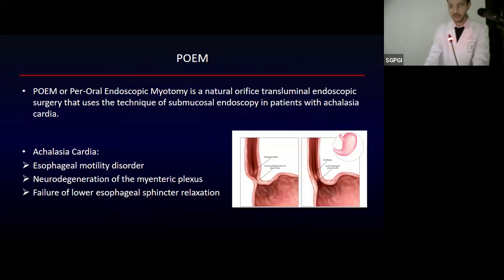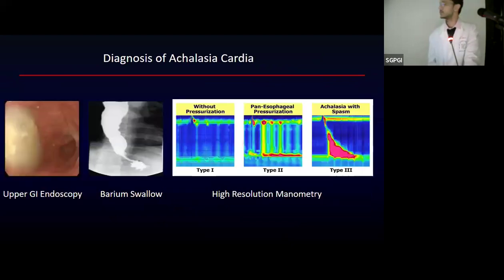Now to begin, the procedure of per oral endoscopic myotomy, which is a natural orifice transluminal endoscopic surgery, is used in patients with achalasia cardia. Achalasia cardia is a motility disorder because of the neurodegeneration of the myenteric plexus involving failure of lower esophageal sphincter relaxation. For its diagnosis, we need endoscopy where there is dilated upper esophagus, tight lower esophageal sphincter, barium confirming bird beak appearance, and the gold standard being high resolution manometry.